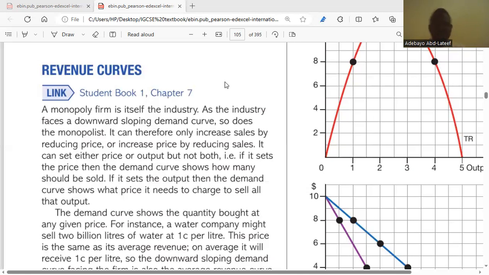So there has to be an opportunity cost. Either as a monopolist, you increase the price so that your sales will reduce because it's a downward sloping demand curve, or you reduce the price to increase your sales. So it can set either price or output, but not both. So as a monopolist, you can't set the price and output at the same time. It's either you set the price or you set the output.